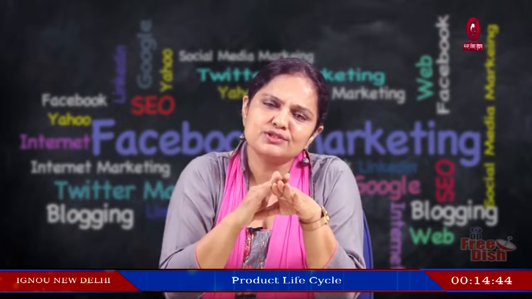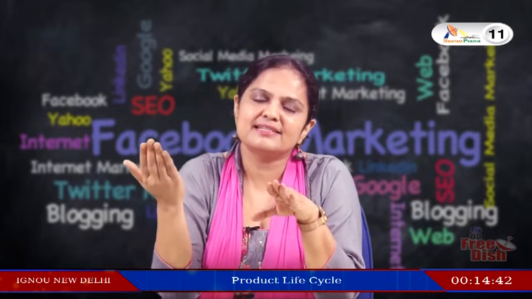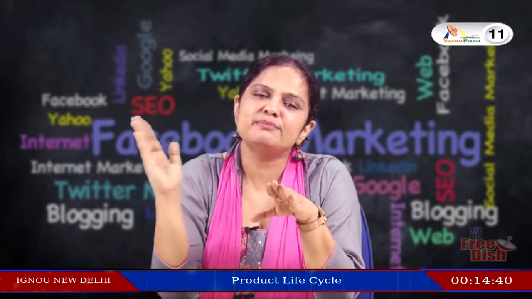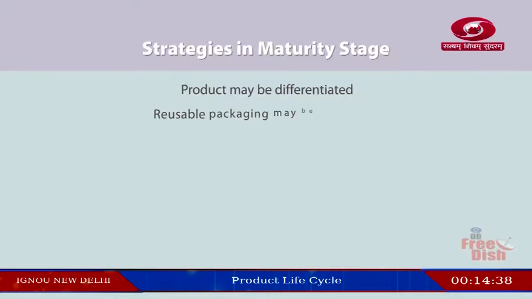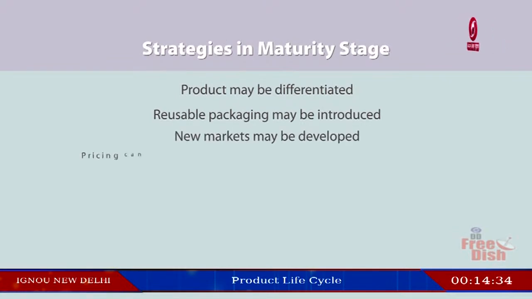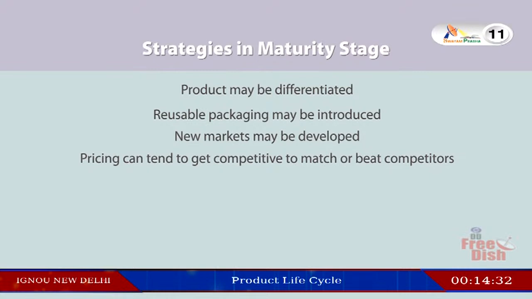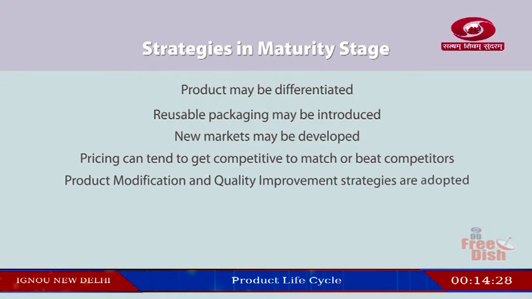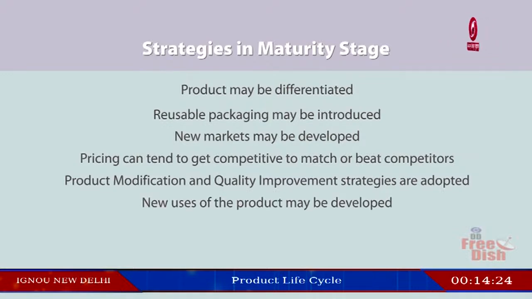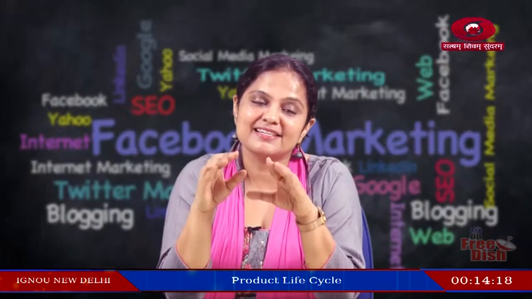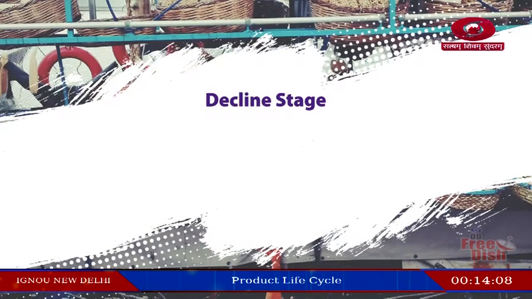But if you see that there is no potential in that, then the decision will be to let it be phased out, right? Maybe reusable packaging may be introduced, new markets may be developed, and pricing at this stage can tend to get competitive to match or beat the competitors. Product modification and quality improvement strategies are adopted, and new uses of the product may be developed, and PLC extension is attempted if you see that there is a potential.